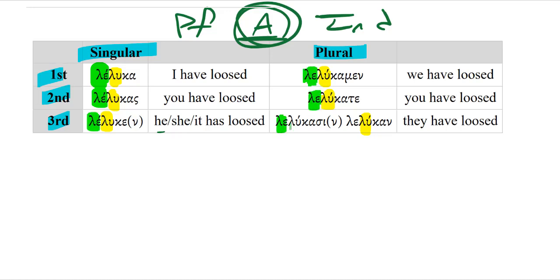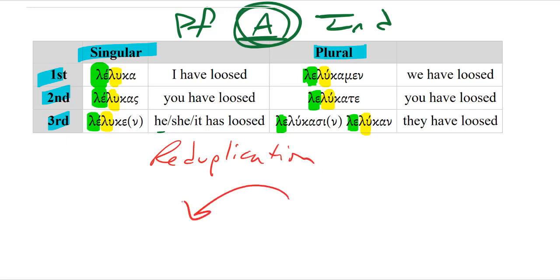reduplication. You say, well, what is reduplication? Well, it's what it looks like, right? Reduplication is where you yank off the first consonant, like here it's a lambda, yank it off, and you stick an epsilon in. It's a way to stutter in Greek. And it's really delightful because it's very recognizable. It helps you find the perfect and recognize it very quickly.